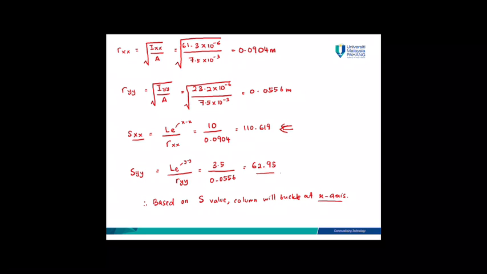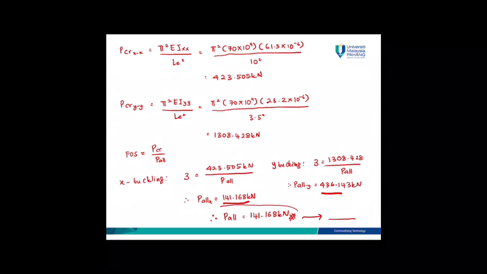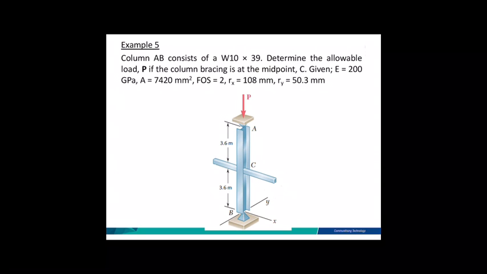And it also proves here that from S value, the column will buckle at X-axis. So that's why we choose X-axis, because we know that the highest allowable load that the Y can sustain is more than X. So we choose the critical axis, which is the X-axis. Okay, you need to make a conclusion here: which allowable you choose. This is how you analyze a brace column, and the brace in this example is at the top of the column. Let's take a look at this example.